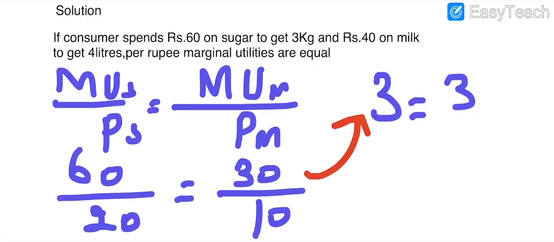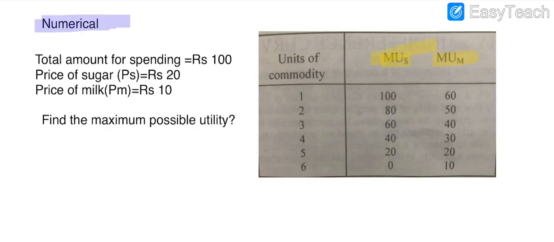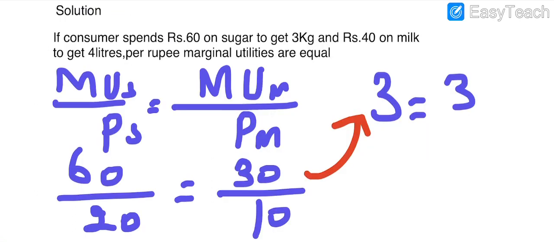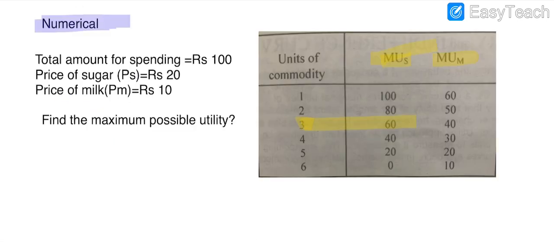Let's see. If the consumer spends 60 on sugar, it means 3 units of sugar, and 40 on milk gets 4 liters of milk.